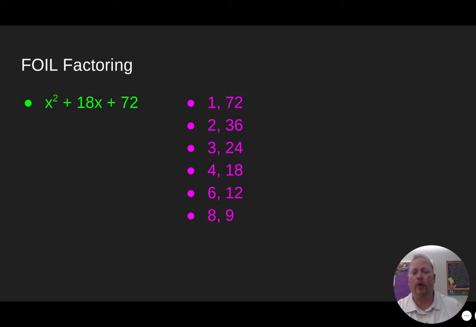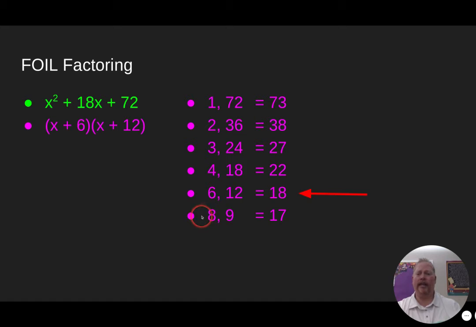So now I just need to figure out which of these pairs adds up to be 18. So let's go ahead and add those up. And it looks like 6 and 12 are the winner. They're the only pair of numbers that multiply to be 72, but add up to be 18. So that's my final answer. X plus 6 times x plus 12. So if you're ever struggling on which two numbers multiply to be this but add up to be that, make a list.